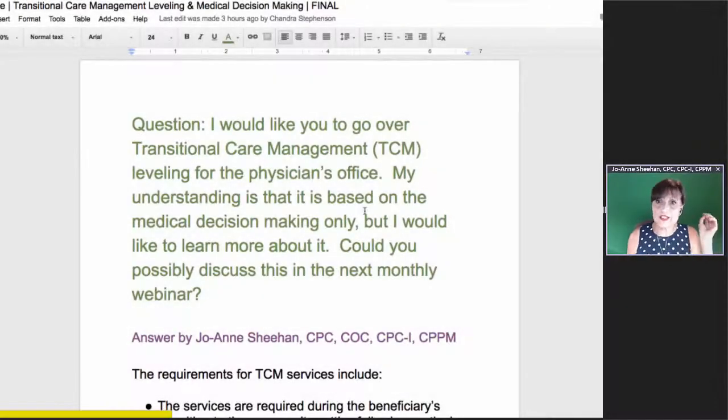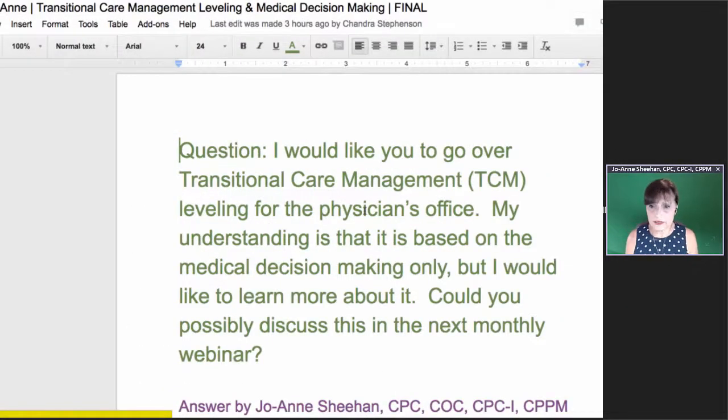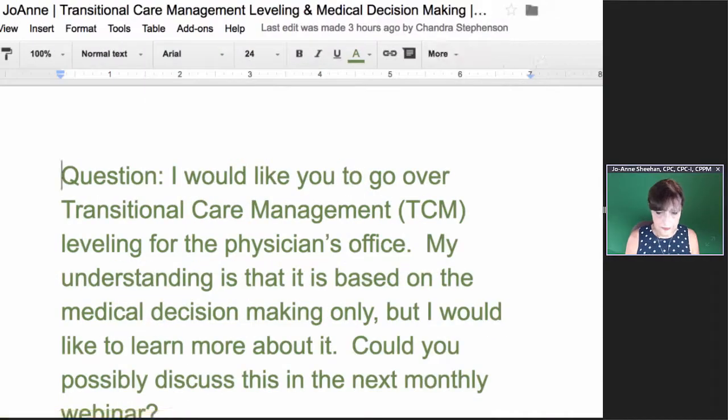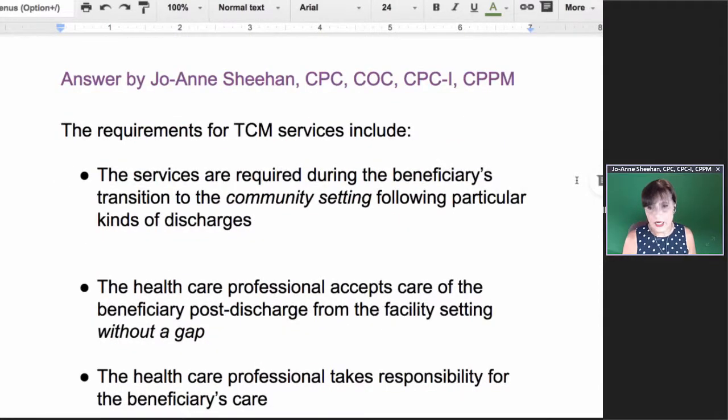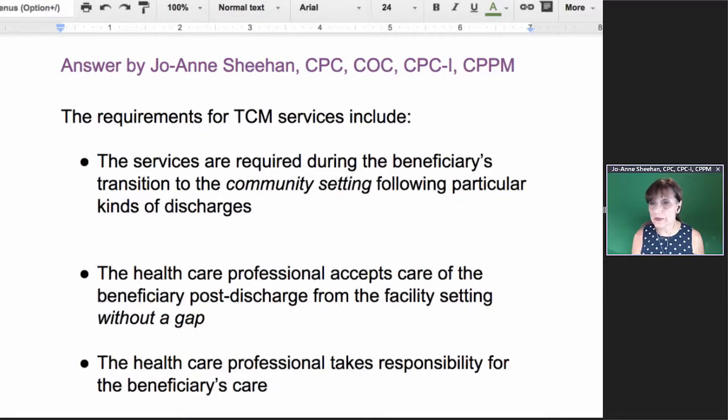So before I go into the medical decision-making, I will talk about some of the requirements for the TCM services. The first one is that services are required during the beneficiary's transition to the community setting following particular kinds of discharges. That means that when the patient is discharged, say from the hospital, a community setting can be anything from a nursing home, a rest home, the patient's residence, his actual home, but it's the discharge to wherever that patient is living.